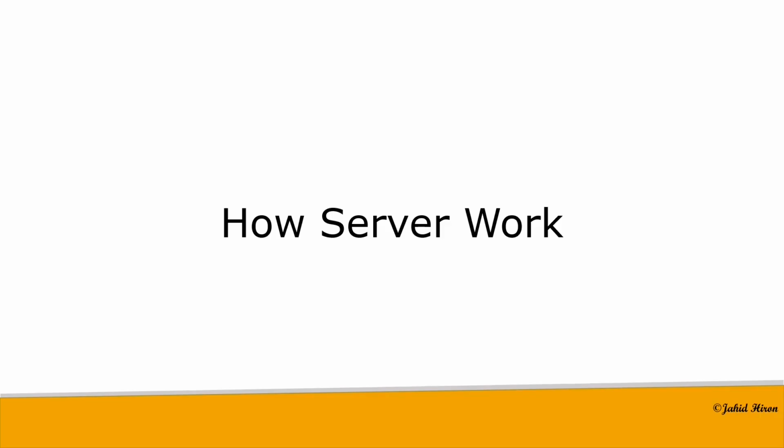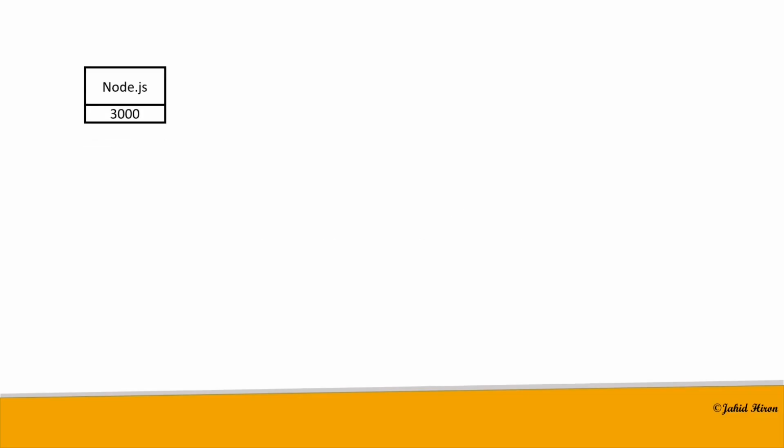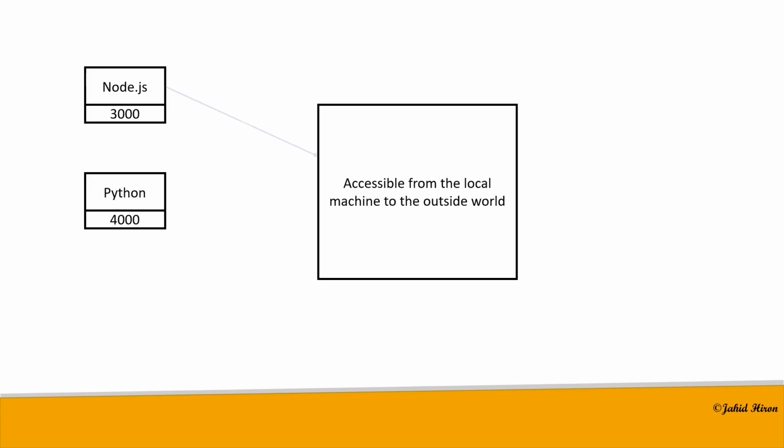In this session, I will explain how a server works internally, how it processes requests and sends responses back to clients. Let's start with an example. Imagine you are running a Node.js project on port 3000 and a Python project on port 4000 on your local machine. Now let's also imagine that both of these projects are accessible from outside your local machine. You might be wondering, how is that possible? Well, let's not dive into the technical details just yet. Just picture it for now.